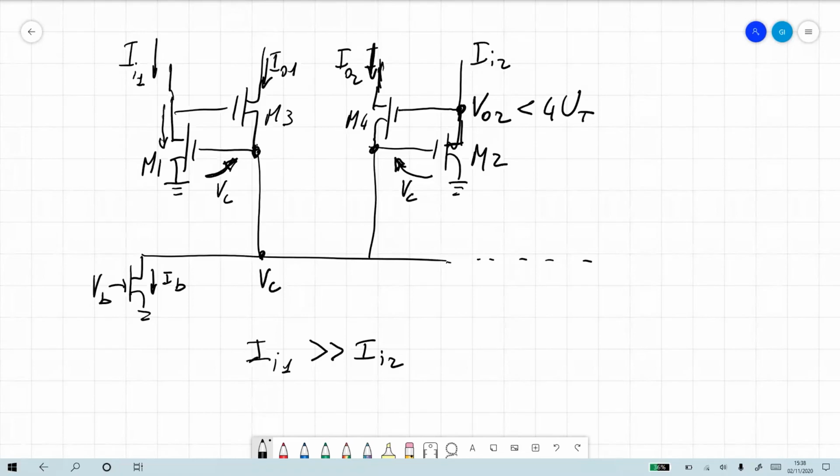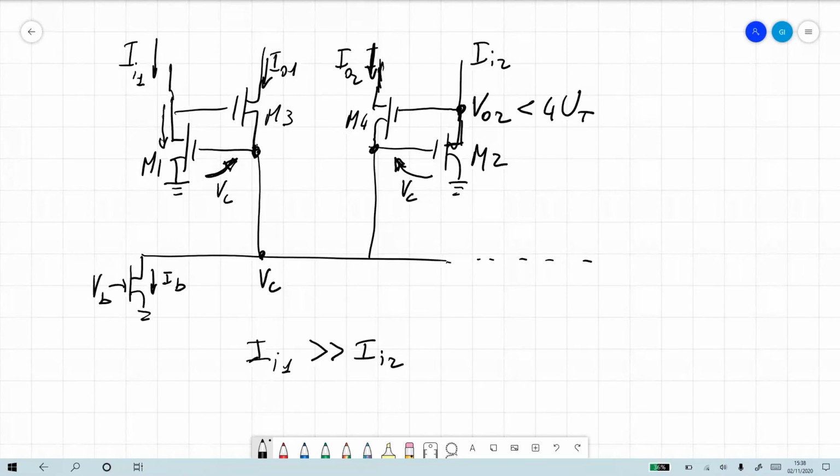M2 sees a large VGS. It has a very large forward current, but the total current is small. So the only way for that to be satisfied is to have a very large reverse current. So they cancel each other out. The reverse current is given by VO2, the VC minus VO2. In other terms, we have to be in the ohmic region, which means that VO2 has to be less than 4 UT.